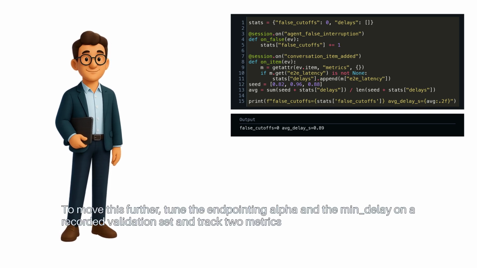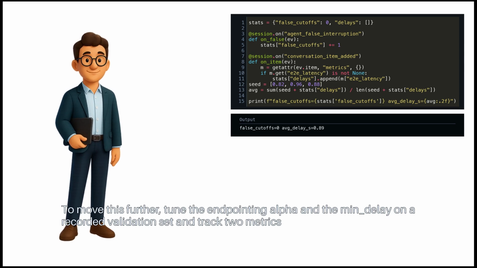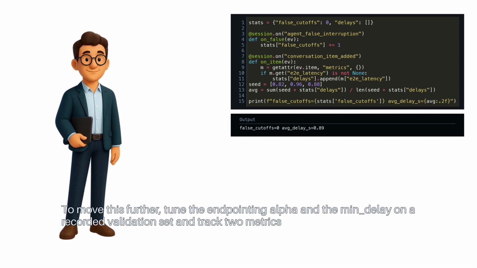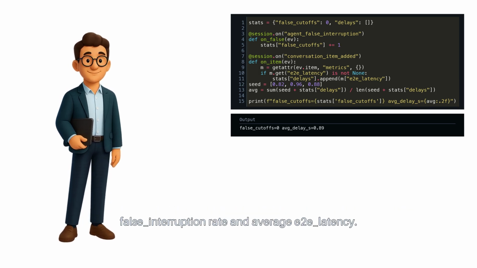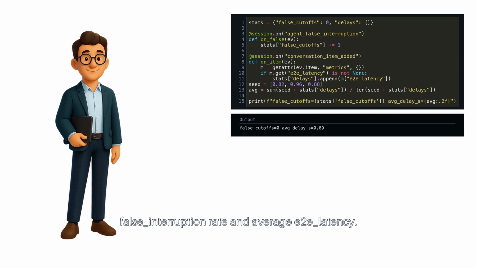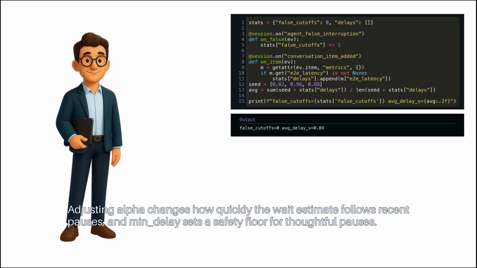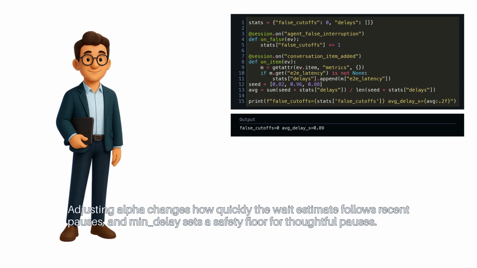To move this further, tune the endpointing alpha and the min delay on a recorded validation set. And track two metrics, false interruption rate and average E2E latency. Adjusting alpha changes how quickly the wait estimate follows recent pauses, and min delay sets a safety floor for thoughtful pauses.